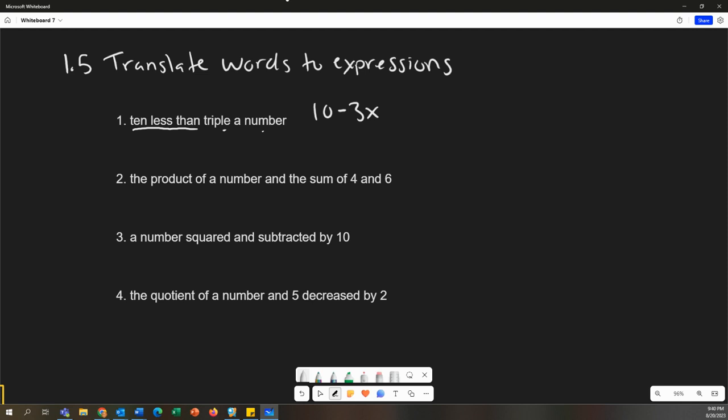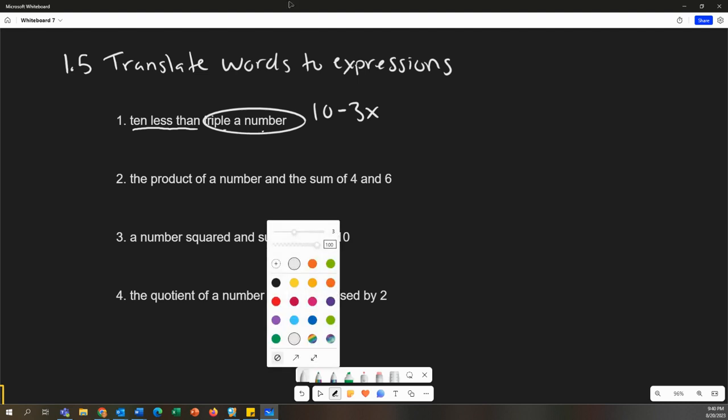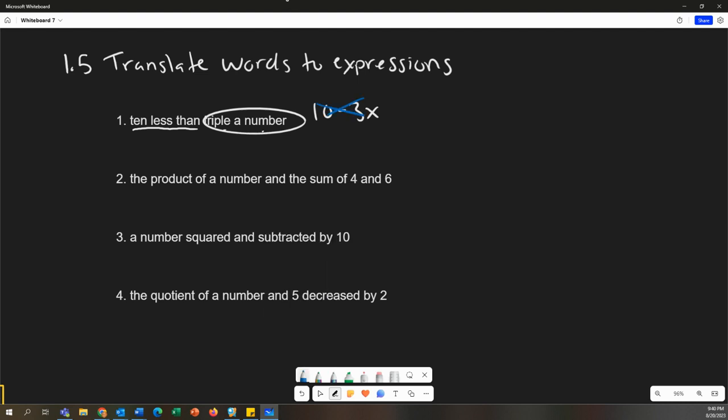So if I have 10 less than this, that means I have to have what I circled first, which means I have to have 3x first. I go ahead and triple that number and then subtract 10. So be very careful with what order you put these in when you're writing your expression. All right, let's look at the next one.